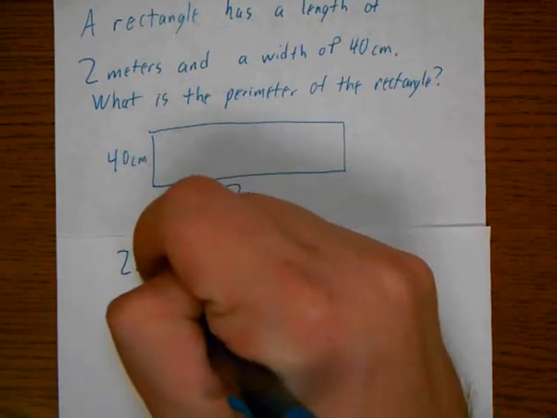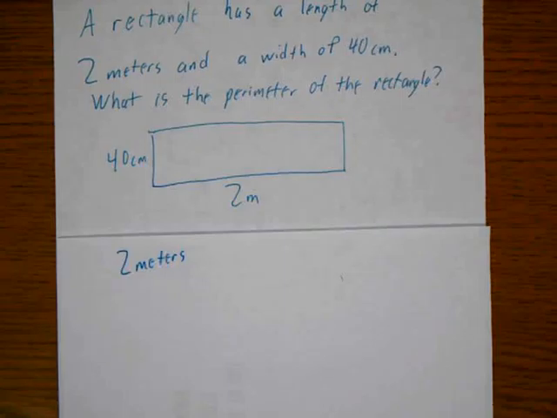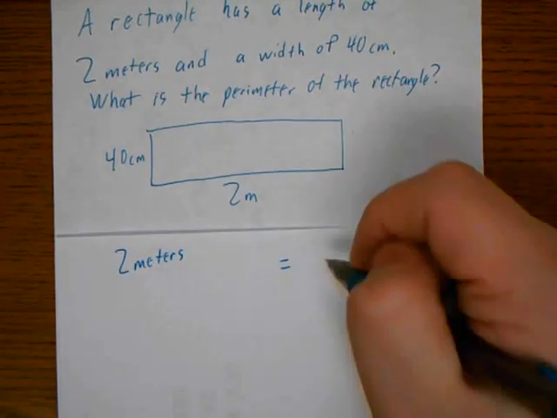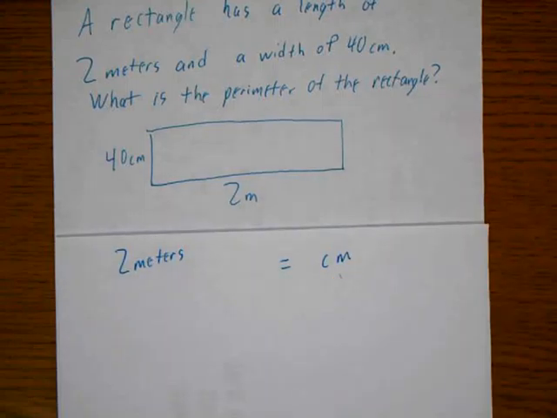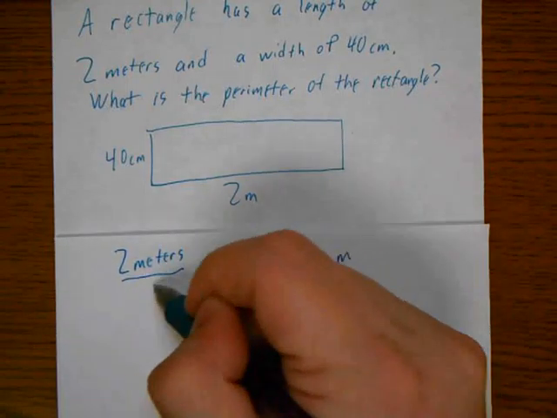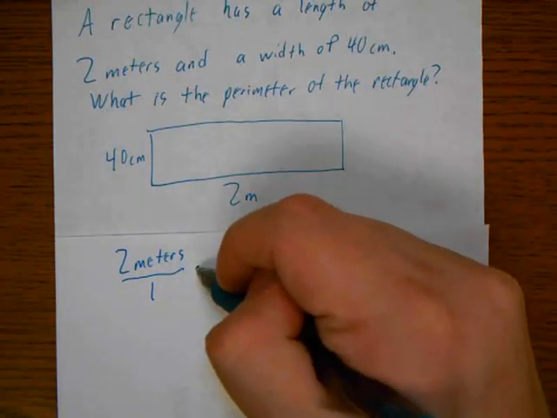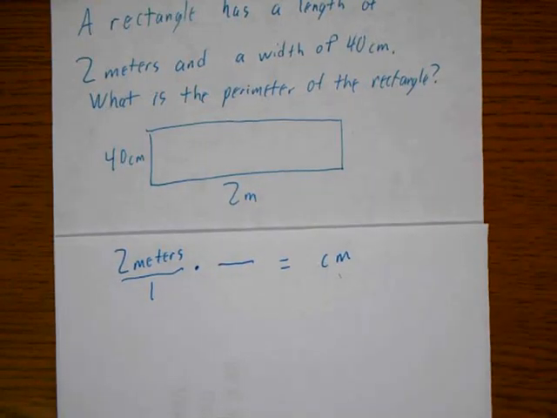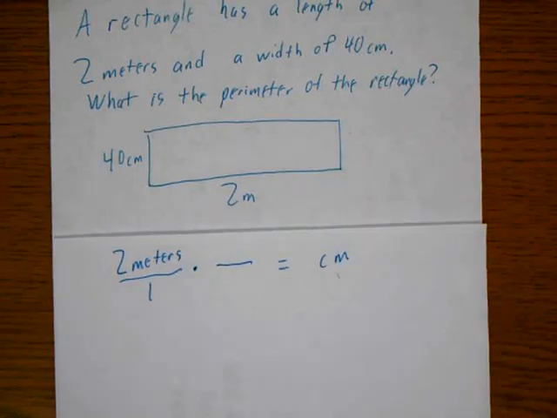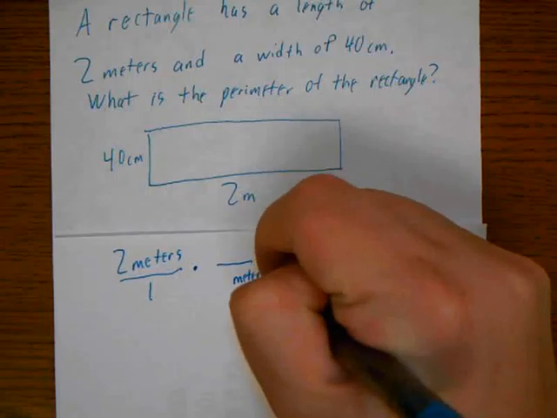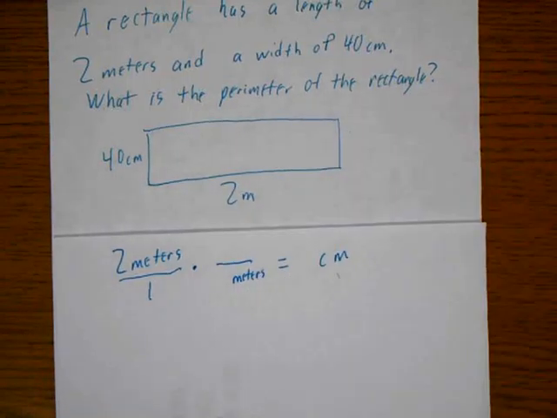So I'm going to start out by writing 2 meters. I need to figure out a ratio that I can multiply 2 meters by that's going to end up giving me an answer in centimeters. To help me set it up, I'm going to write 2 meters as a fraction, 2 meters over 1. Now, I need to think about how many centimeters are in a meter. There are 100 centimeters in each meter. Remember, we're trying to cancel the meters out. So we need to have our meters on bottom in this fraction so that they can cancel out.